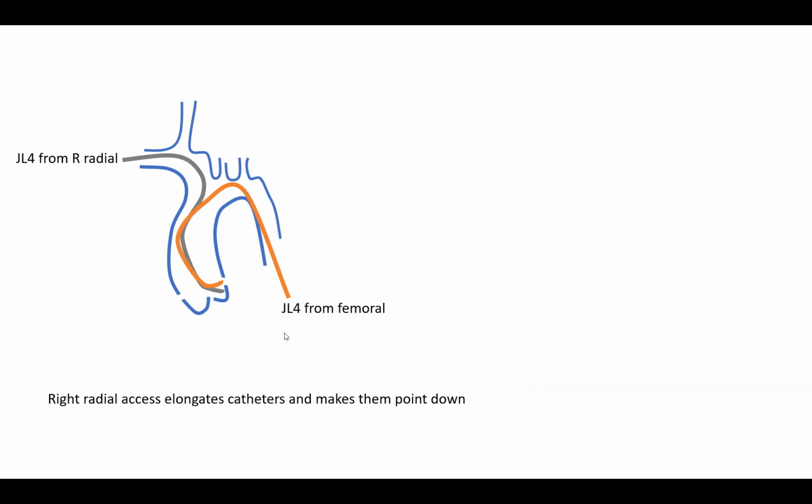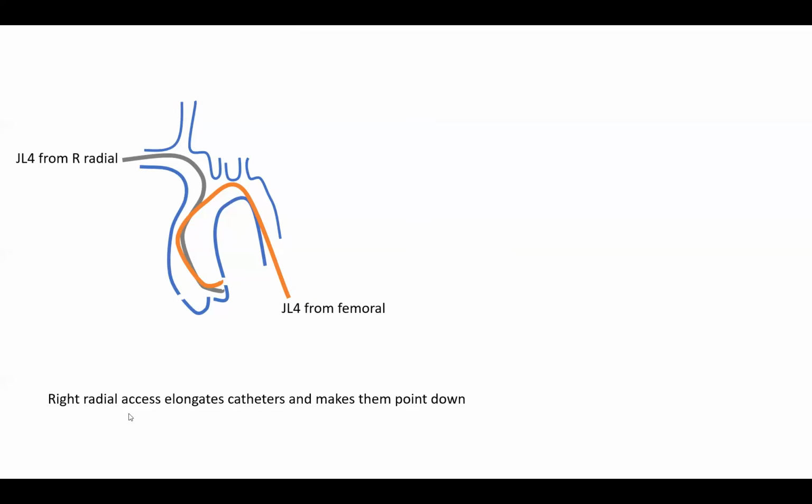So how does the catheter length and the catheter configuration vary between femoral access and radial access? I will illustrate that here. This is a Judkins left 4 used to engage the left coronary in a particular patient, and this is the same Judkins left 4 in the same patient from a right radial. Note that this Judkins left 4 is not able to engage the coronary in that same patient from a radial access.